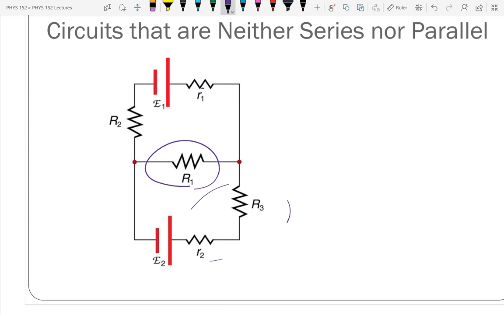R2 and R3 are in series with each other and E2. So we could do things to simplify those, but we can't do anything with R1. So we have to have another method to solve this circuit. And that other method is using Gustav Kirchhoff's laws.